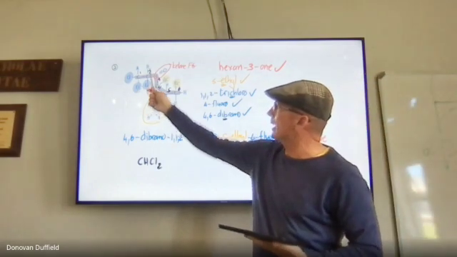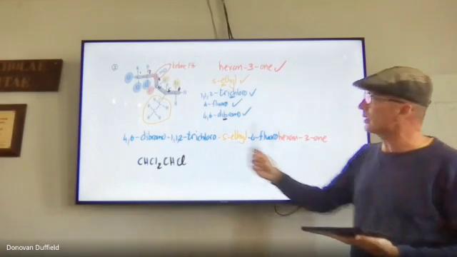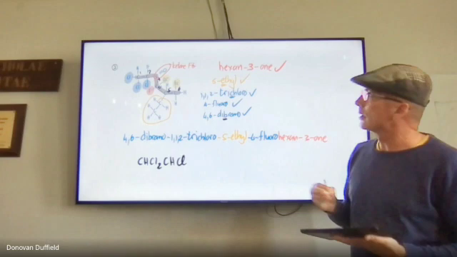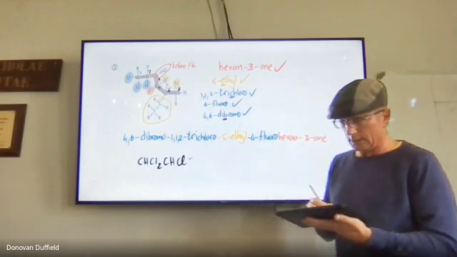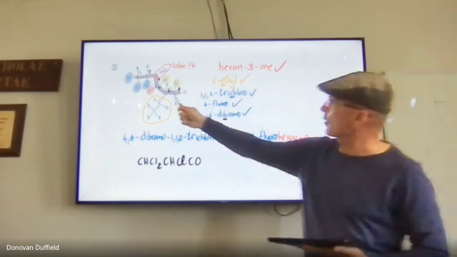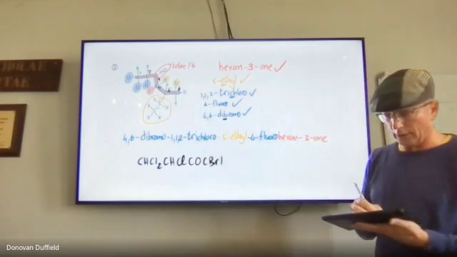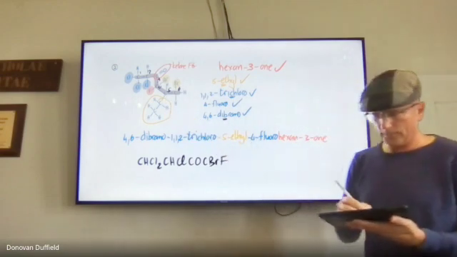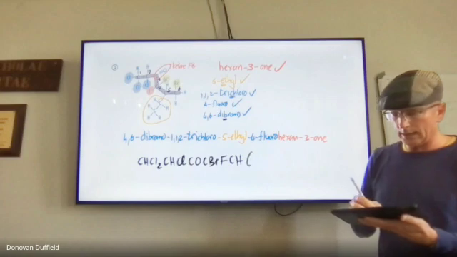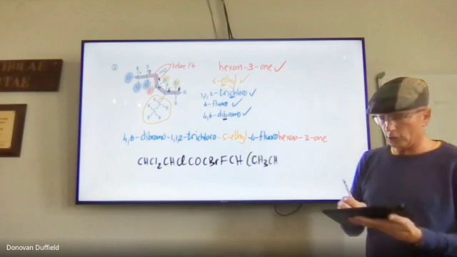CHCl2, this one is CHCl. I'm going to go a little bit quicker. All right, then here we've got CO. Then we've got CBrCF, CBrF. Then we've got CH. And then the indentation is CH3, CH2.